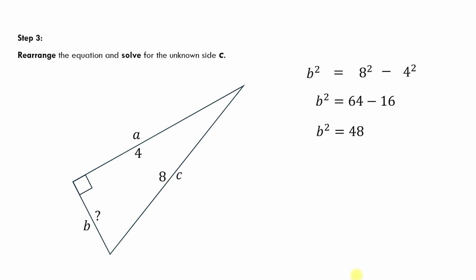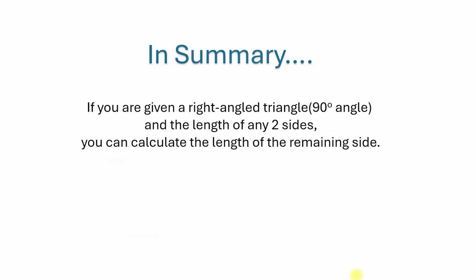Once again, if we want to know what B is, we have to take the square root of B squared. Therefore, we'll have to take the square root of 48. The square root of B squared is B, and the square root of 48 is 6.93. So now we have a value for our unknown side of B, 6.93. In summary, if you're given a right-angled triangle and the length of any two sides, you can calculate the length of the remaining side.